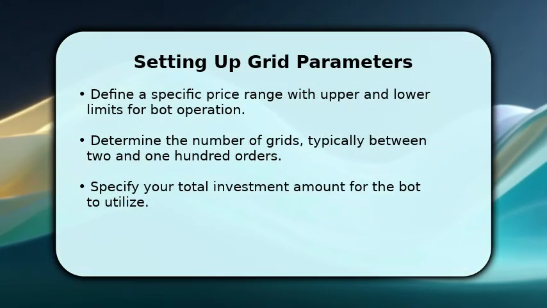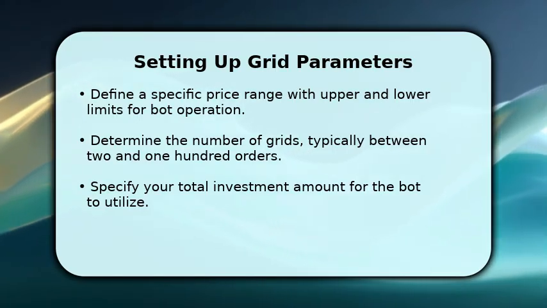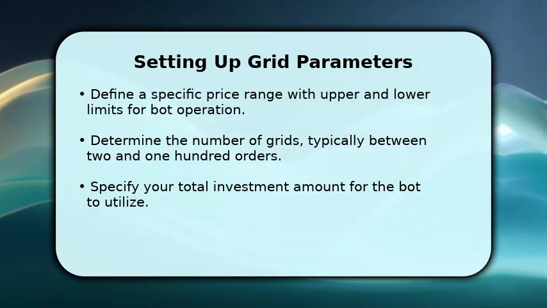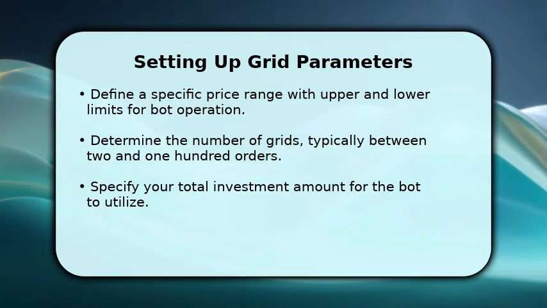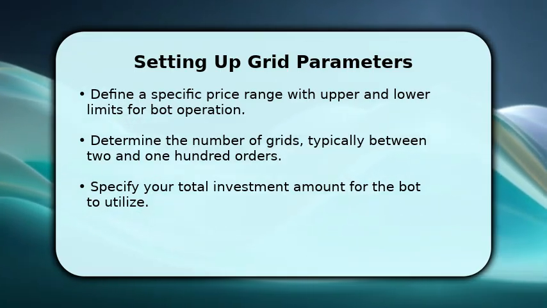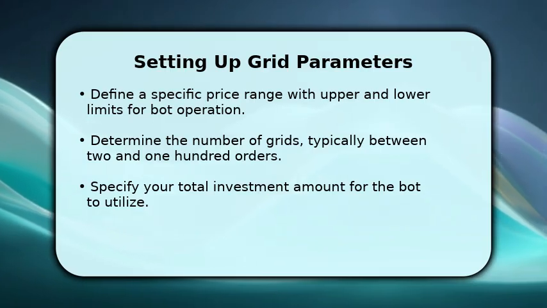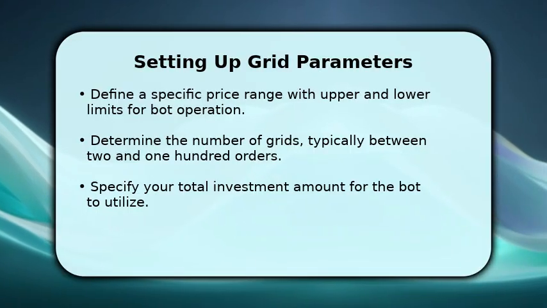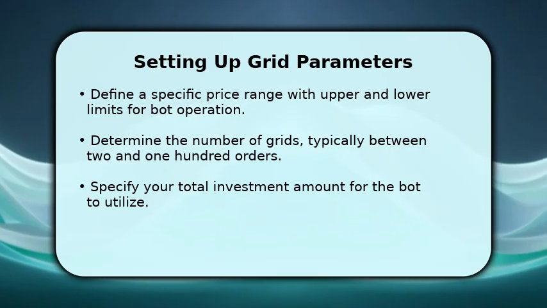Once you've selected your trading pair, it's time to configure your bot's parameters. First, define a clear price range with both an upper and lower limit where your bot will operate. Next, decide on the number of grids. This can range from 2 to 100 orders, influencing your trading frequency. You'll also need to specify your total investment amount. For more control, explore advanced settings to include stop loss and take profit levels, enhancing your strategy.